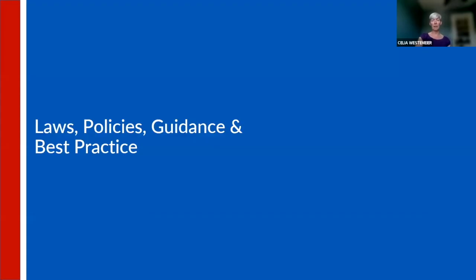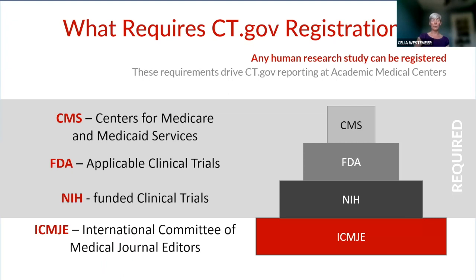We'll get a little into the laws, policies, and best practices. So what requires CT.gov registration? Not everything is required to be registered, but again, any human research study can be registered. You can choose to be transparent. But a few of the regulations are that CMS requires that studies be registered before enrollment begins. And fortunately at UW, we have internal processes that catch these trials to make sure that occurs.